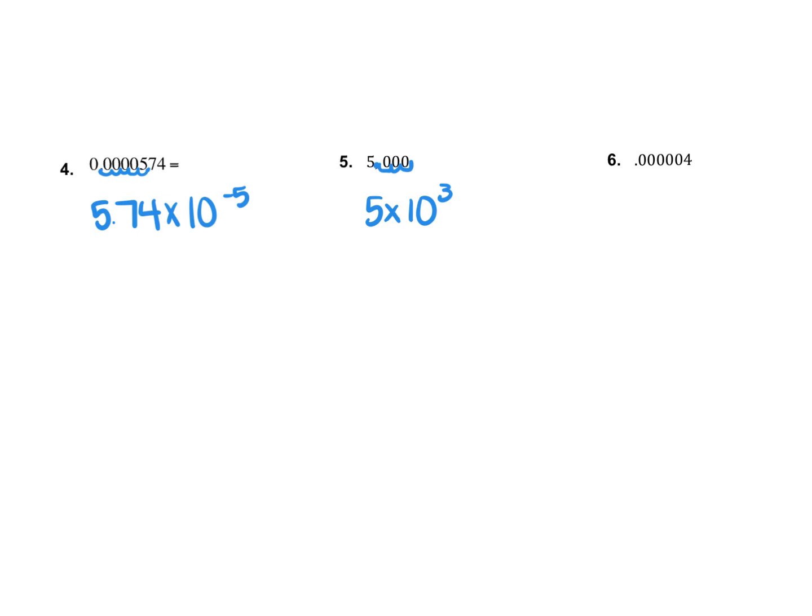Question number 6, notice our original number was between 0 and 1, so it's less than 1. And then also notice that when we make our number between 1 and 10, greater than or equal to 1, less than 10, we're putting that decimal behind the 4. And so then that means that we would be moving 1, 2, 3, 4, 5, 6. So we have 4 times 10 to the negative 6 power.